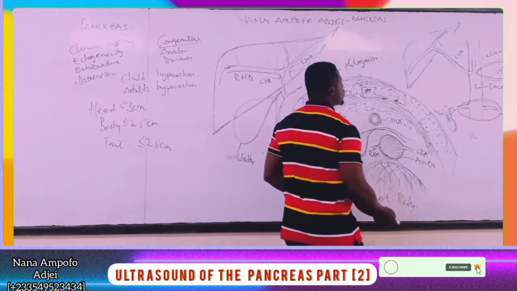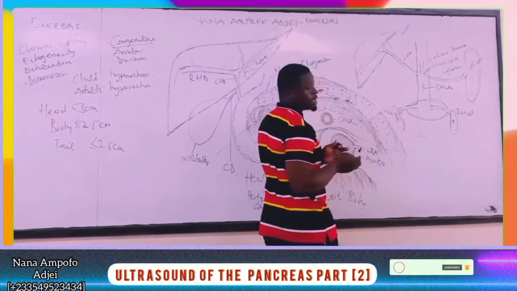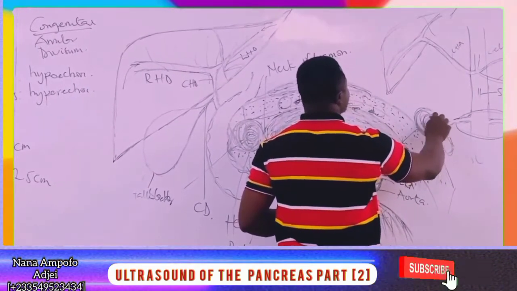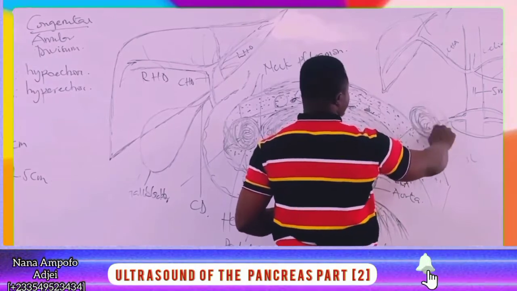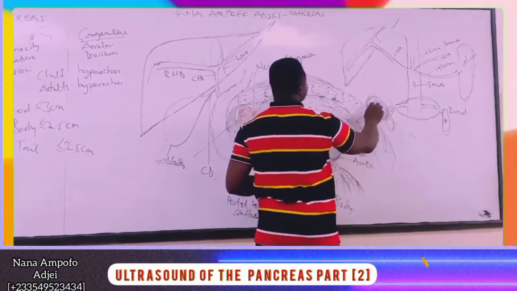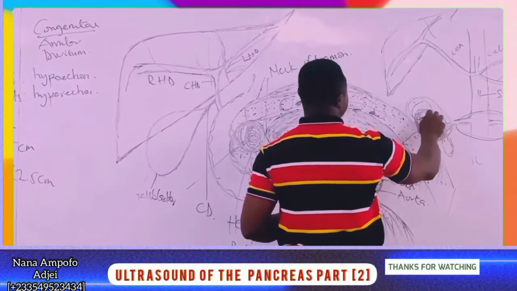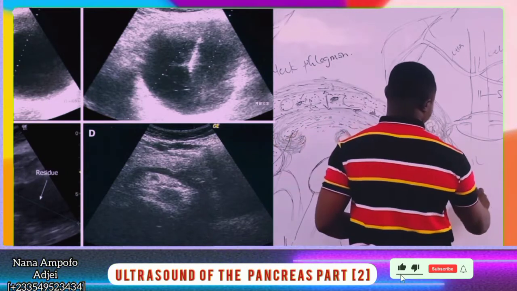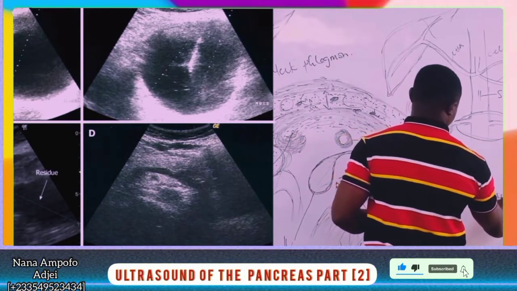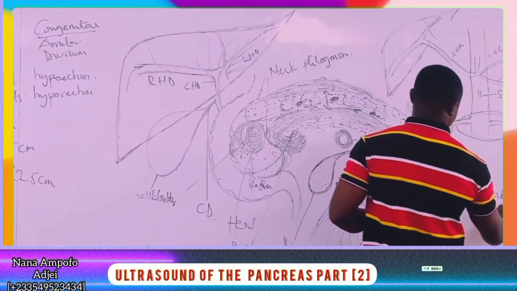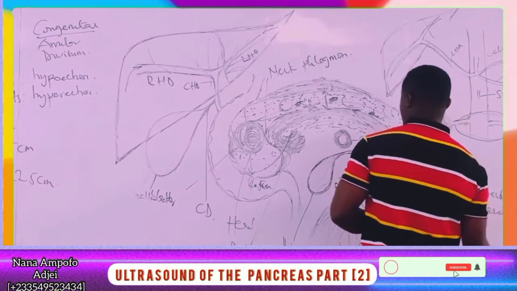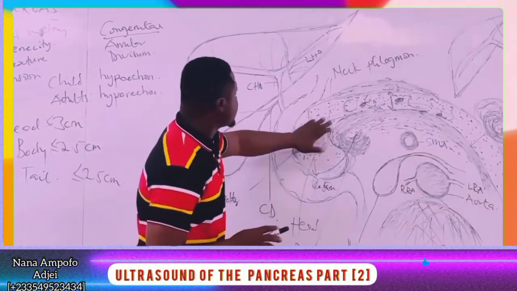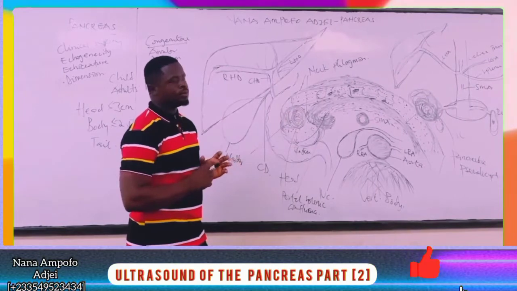At times too, we may have what we call a pseudocyst, mostly on the lesser side. So we have a cystic lesion, mostly on the tail of the pancreas. Okay, on the lesser side around this part, we have cystic lesions here. So that is called what? Pancreatic pseudocyst. Pseudocyst. Okay.